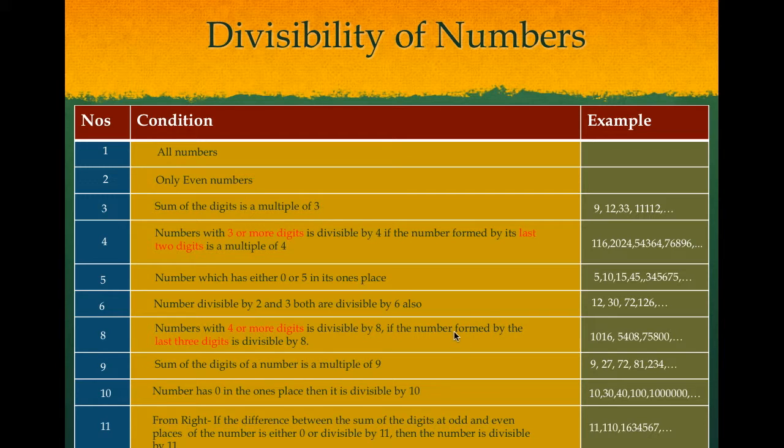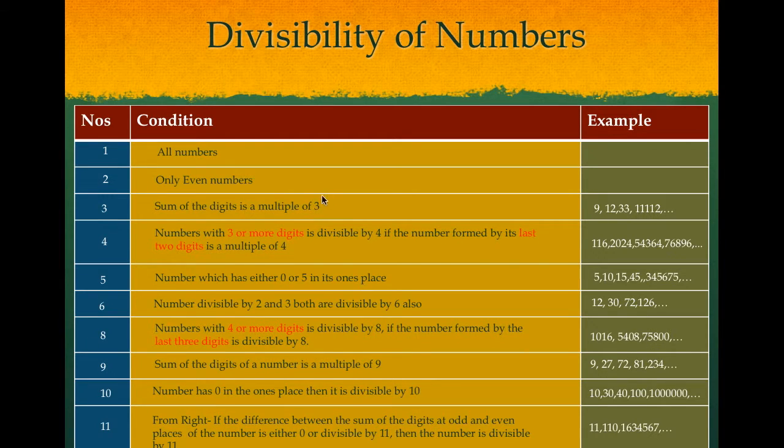For 8, it is similar to 4. It is just that it has to be 4 or more digits and we'll have to check the last 3 digits. For example here, in the last 3 digits we have 800. 800 is a multiple of 8, or is divisible by 8. Therefore this number is divisible by 8.